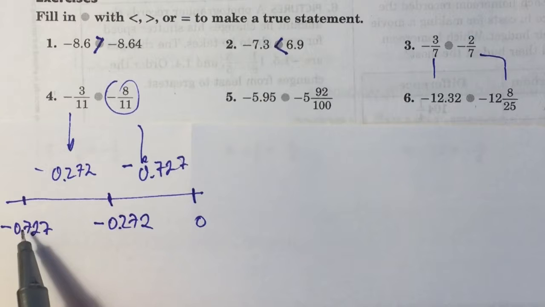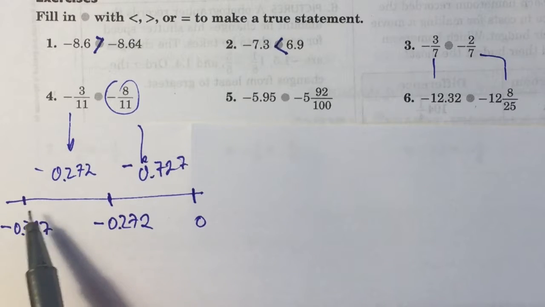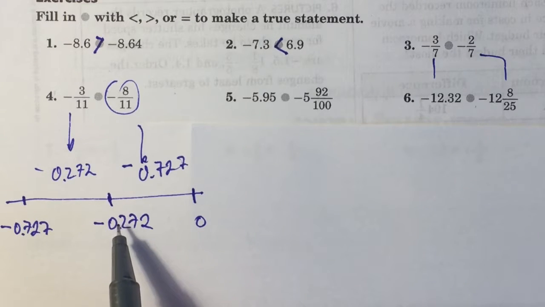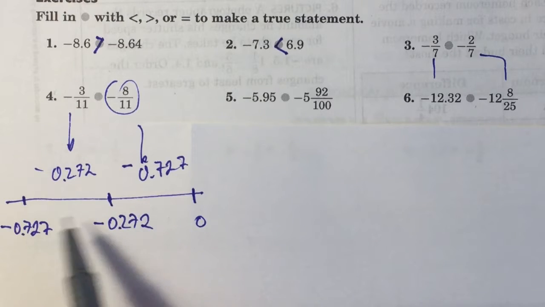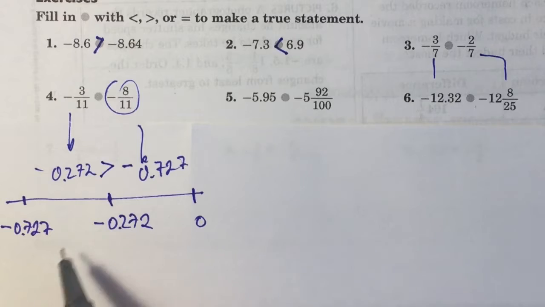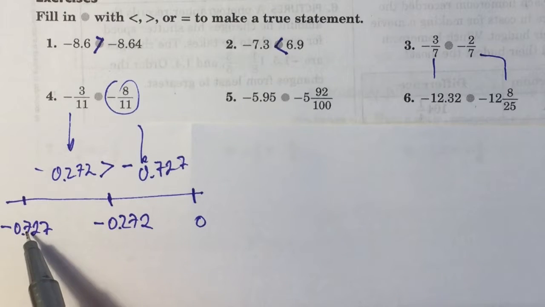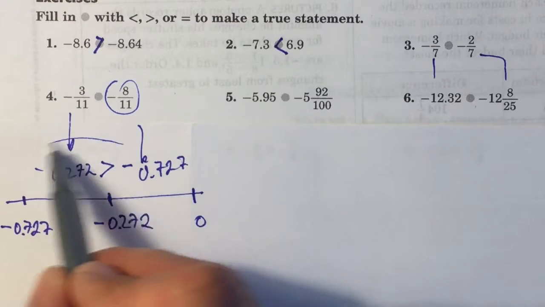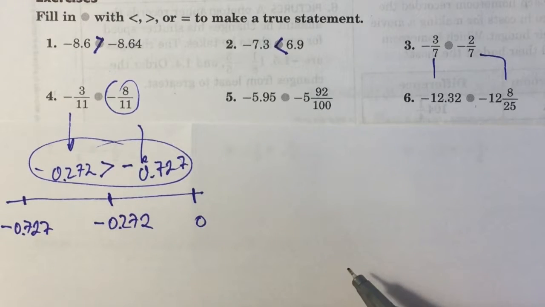So this one, you see, comes first on the right, and this one is smaller than this one, meaning that this one is bigger than this one. Negative 0.272, this one, is bigger than negative 0.727. And this is the answer for number 4.